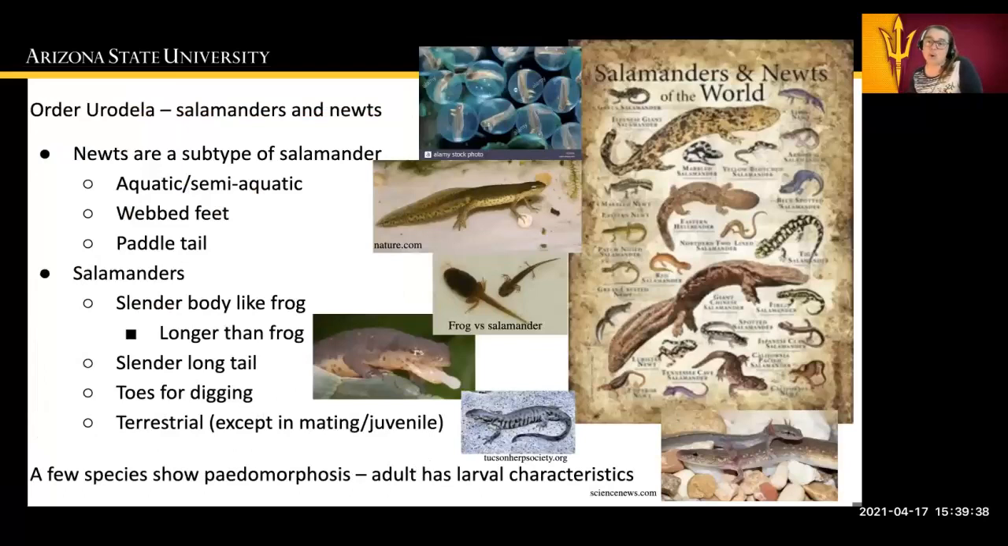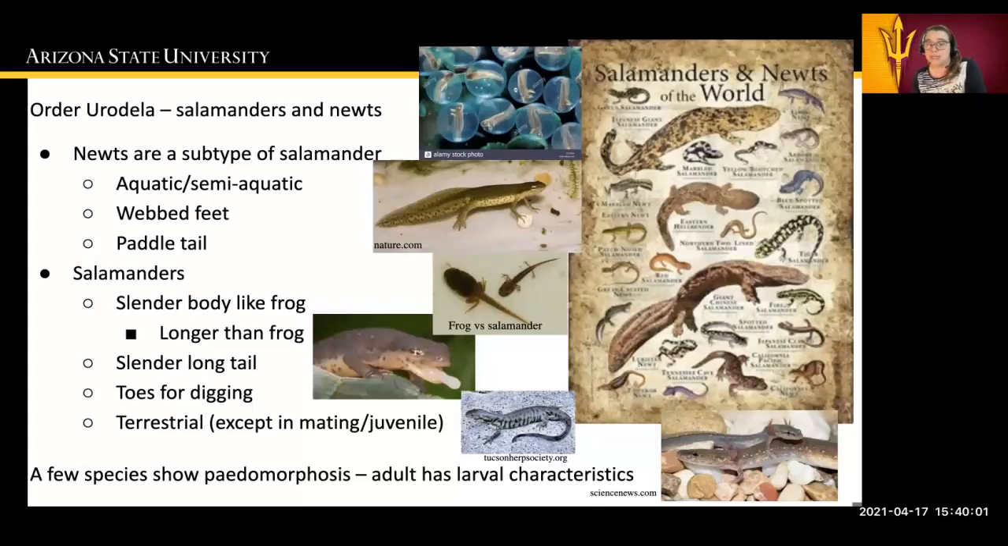The next order we'll look at are the salamanders and newts, and these are Urodela. Newts are a subtype of salamander. They can be aquatic or semi-aquatic, and they have webbed feet. They also have a paddle-shaped tail. Those two characteristics are the easiest way to tell newts from salamanders.